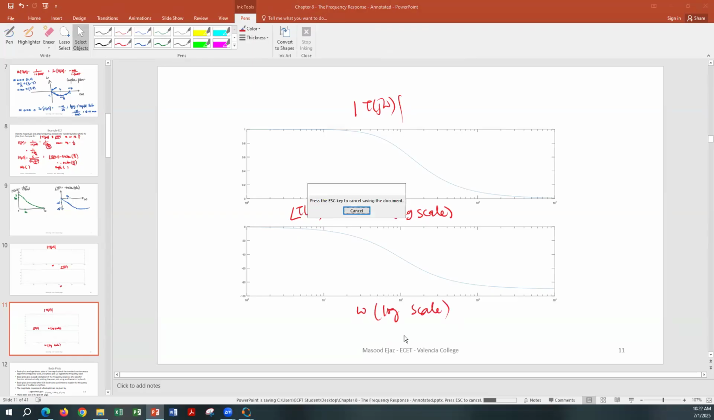So these are the frequency response plots for that low pass filter. As you can see clearly, it's a low pass filter. High value at low frequencies, low value at high frequency for the magnitude.